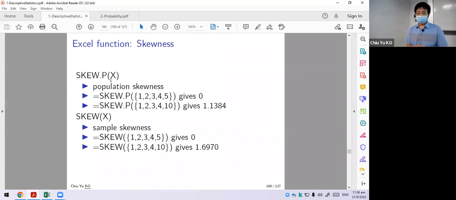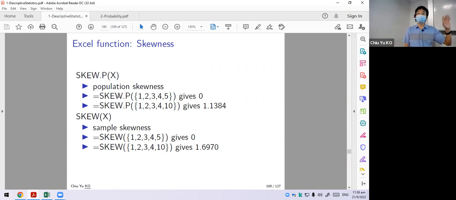SKEW.P and SKEW are population skewness and sample skewness. To remind you, you almost always use the sample skewness. SKEW.P is just for fun, but mainly we use SKEW. With any specification, there shouldn't be any issue there. You can test it in Excel: generate a big data set, randomly putting in some numbers.